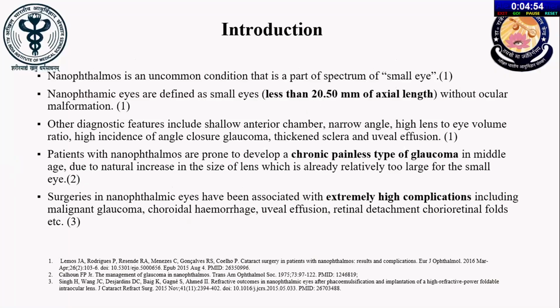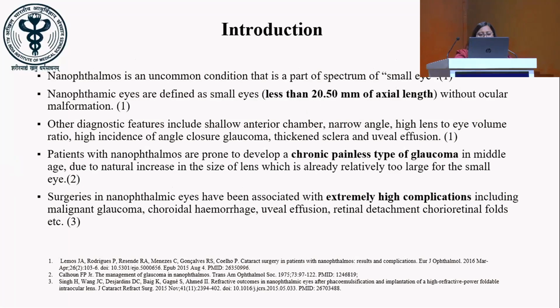Today I am presenting my thesis topic, a comparative trial between trabeculectomy versus phacoemulsification with or without angle surgery for glaucoma and nanophthalmos. As we all know, nanophthalmos is a condition in which the axial length of the eye is less than 20.5 millimeter without any ocular malformation. Such eyes are predisposed to angle closure glaucoma. They also have a shallow anterior chamber, a narrow angle with a high lens to eye volume ratio.